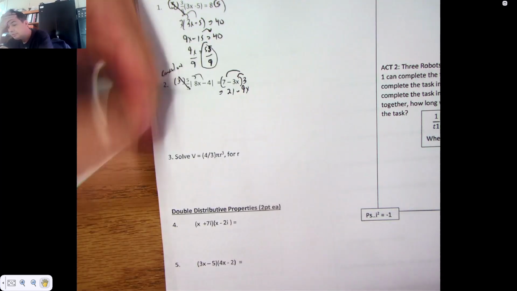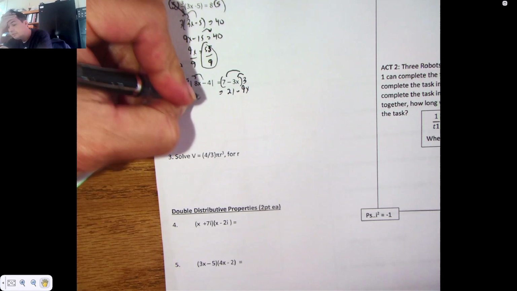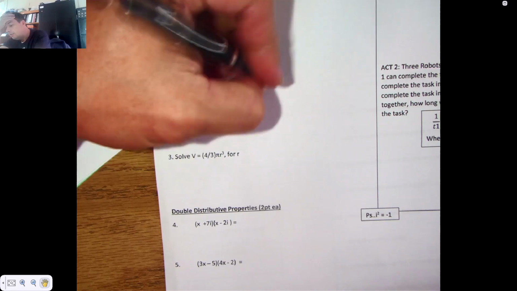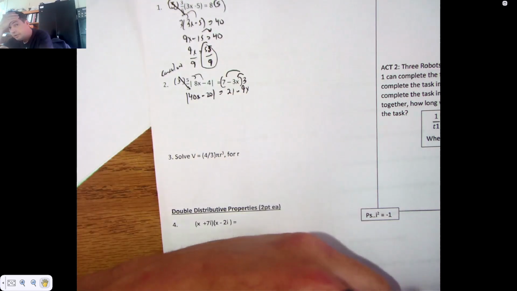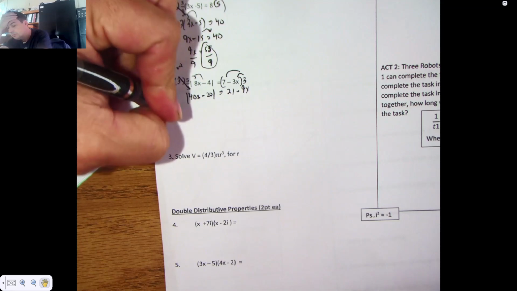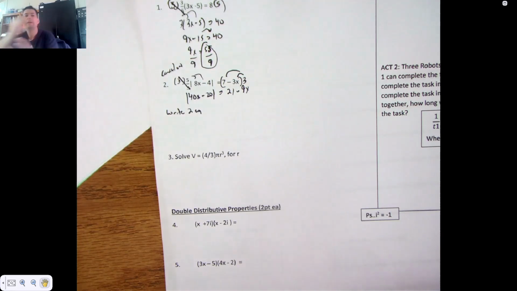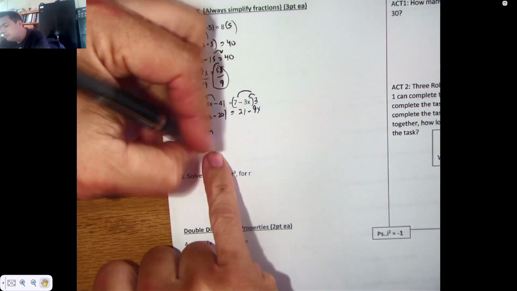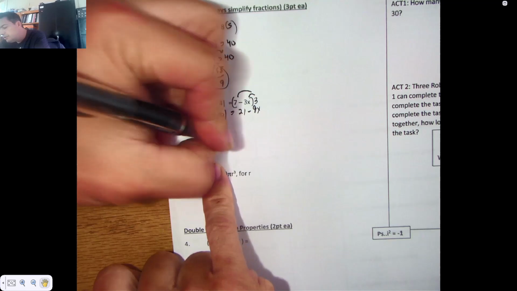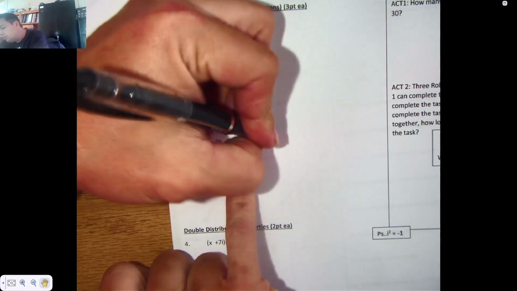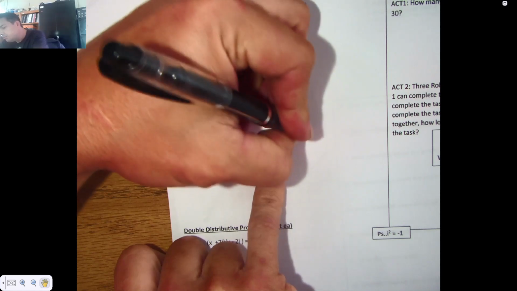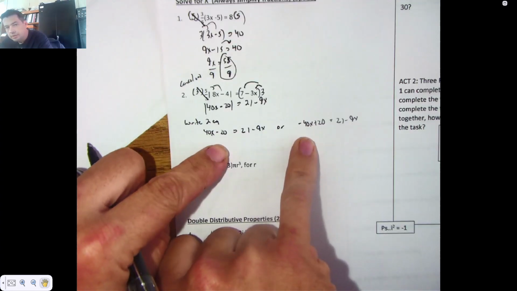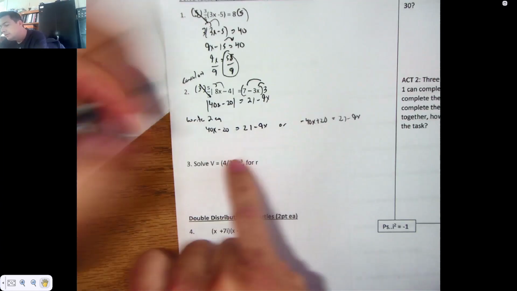I can now invoke the distributive property here. 40x minus 20 is equal to 21 minus 9x. Sorry, absolute value. So I'm going to write my 2 equations, because absolute value has 2 answers. It's like an 8th grade concept. 40x minus 20 is 21 minus 9x, or negative 40x plus 20 is 21 minus 9x. Notice the difference? The signs changed on the stuff inside.